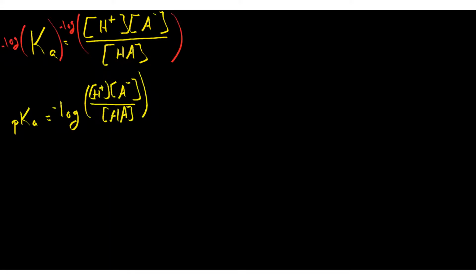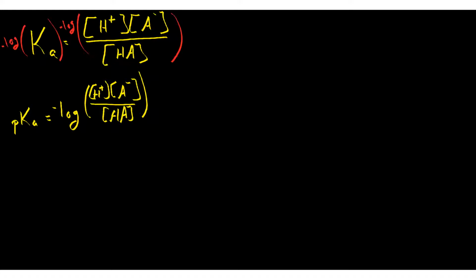You start with your equilibrium expression. Ka equals the concentration of H plus times the concentration of A minus over the concentration of HA. This derivation works out the exact same way for weak bases, but I'm only going to show you one because this takes up a lot of room. Next we take the negative log of both sides of the equation. That gives us pKa equals negative log of H plus times A minus over HA.